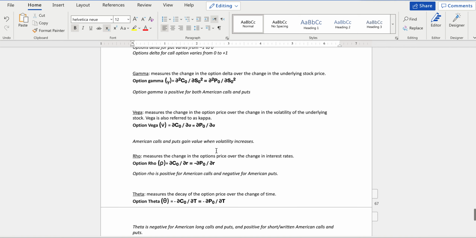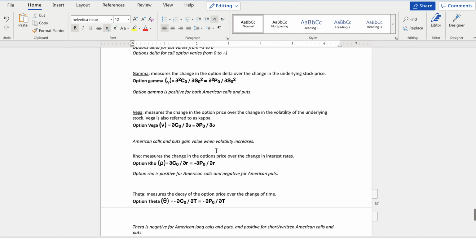So, if the volatility of the underlying stock goes up, well, the value of a call and the value of a put will go up as well, because American calls and puts gain value when volatility increases. All right? That's Vega for you in a nutshell.